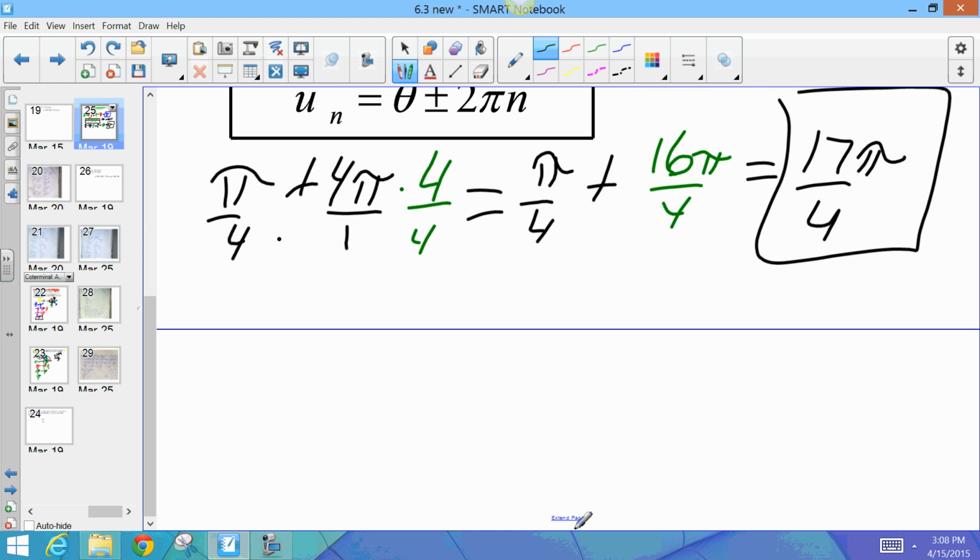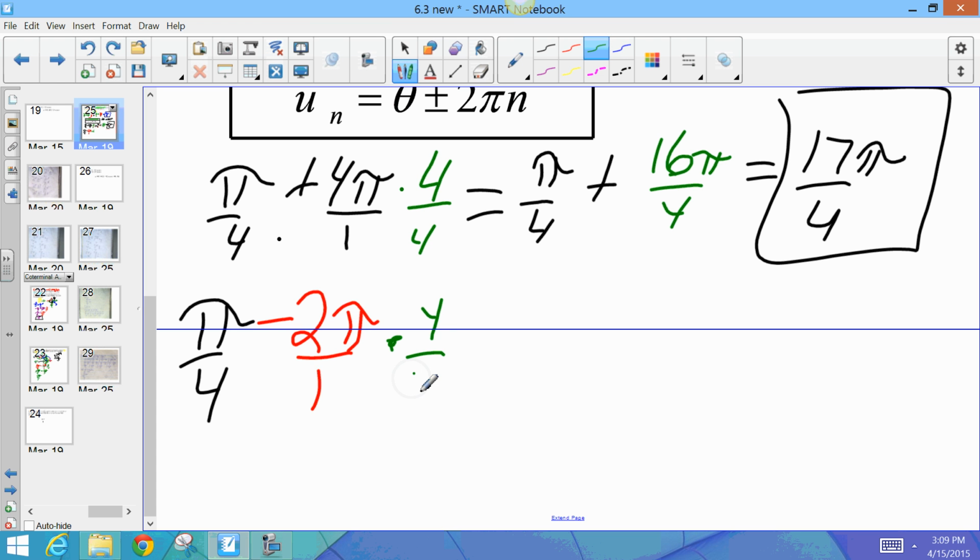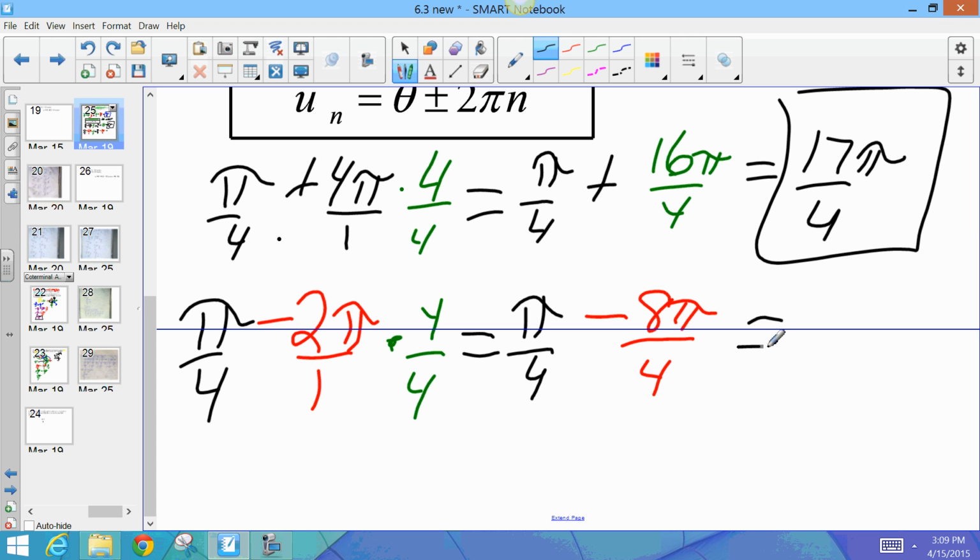I'm going to do it again. I need to do this for 4 of them. This time I'm going to subtract 2 pi. So I'm going to start with pi over 4, and I'm going to subtract 2 pi. And I need a common denominator. So I'm going to multiply top and bottom by 4. So this is equal to pi over 4 subtract, top times top is 8 pi, bottom times bottom is 1 times 4. So pi subtract 8 pi is negative 7 pi over 4.